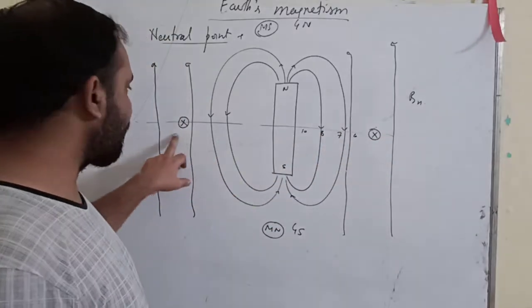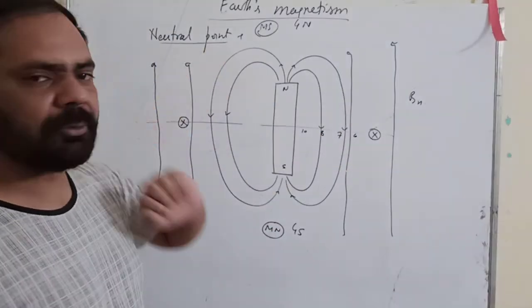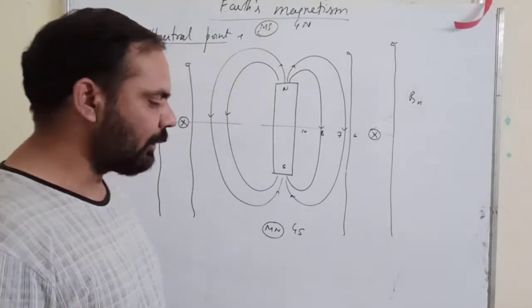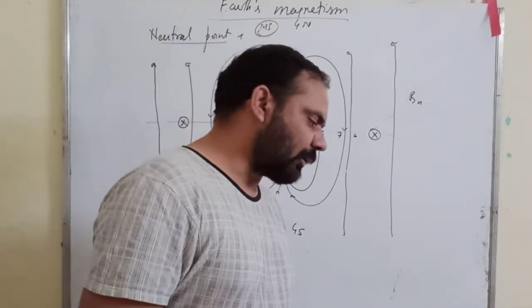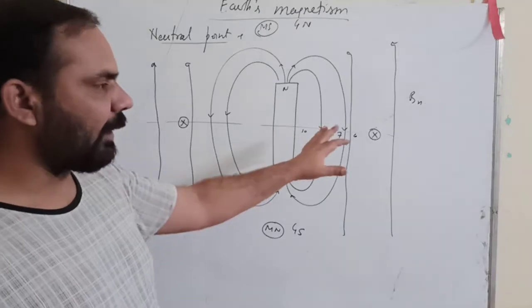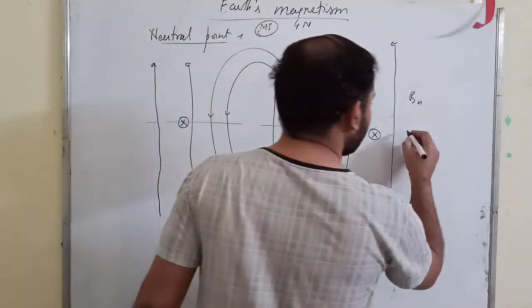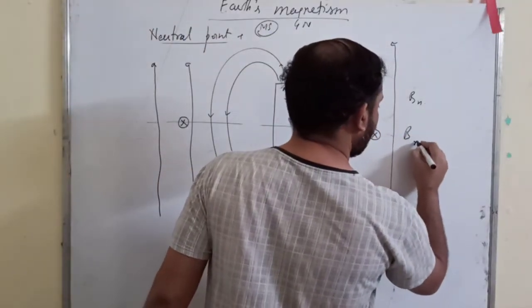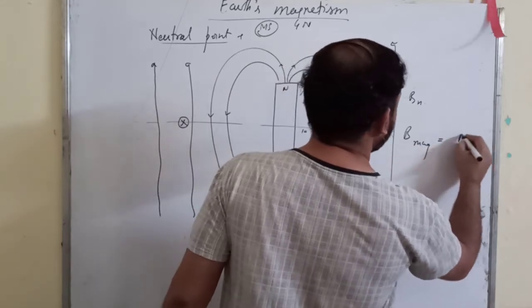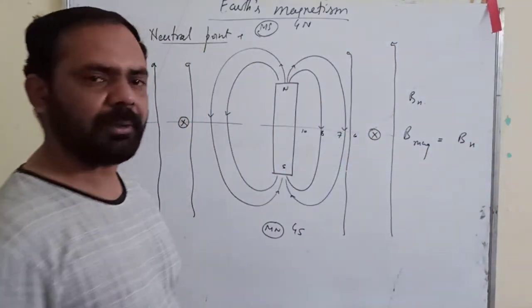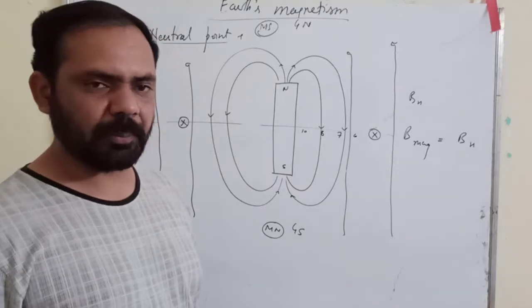So these two points are called the neutral points. Now, what is happening here? The magnetic field of the bar magnet is equal to BH, the horizontal component of Earth's magnetic field.